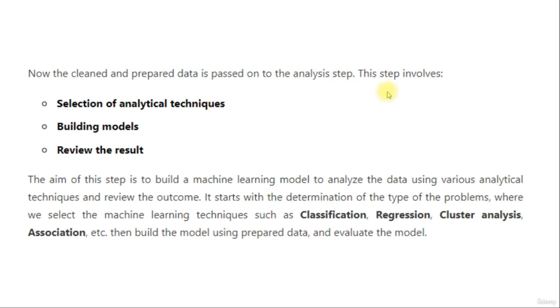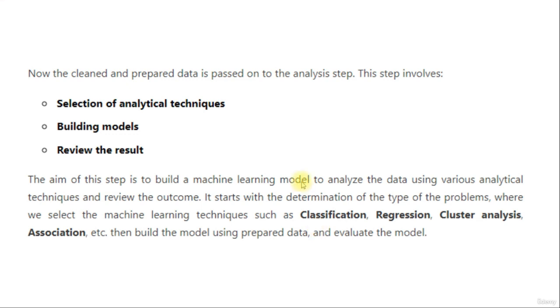This step involves selection of different analytical techniques, building models, and reviewing the result. The aim of this step is to build a machine learning model to analyze the data using various analytical techniques and review the outcome. It starts with the determination of the type of problem, where we select the machine learning techniques such as classification, regression, cluster analysis or association, etc. And then build the model using prepared data, and then we evaluate the model.